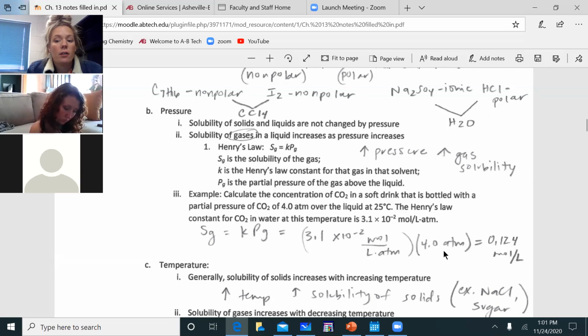If the pressure, so if this number here increased, let's say instead of it being 4 atm of pressure, it was 8 atm of pressure, then our overall amount would actually double, right? We would have 0.248 moles in every liter.